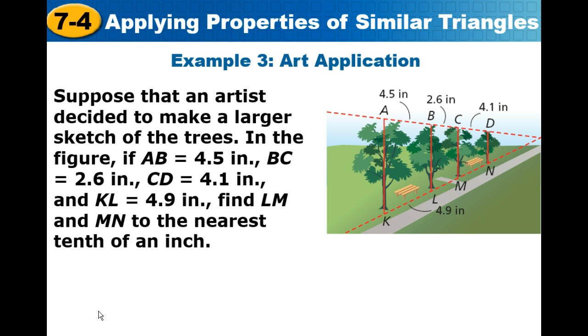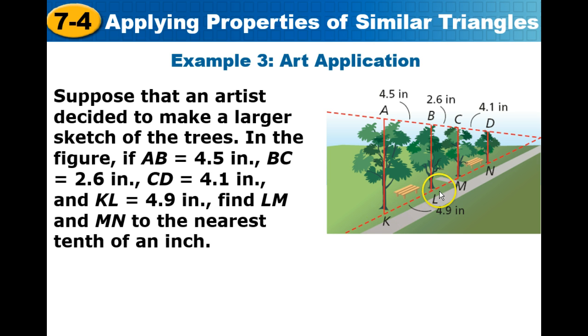Alright, example 3 is on the back of your handout, already printed for you. This is a really good real-world application. You know, artists need to use this triangle proportionality theorem all the time because in order to make the trees look like they're all parallel to each other, we need to make sure that the 4.5 inches up here and the 2.6 inches and the 4.1 inches are proportional to their counterparts down below. So if you notice in the picture, they've already labeled all these givens for us. 4.5 is from A to B, 2.6 is from B to C, and 4.1 is from C to D.